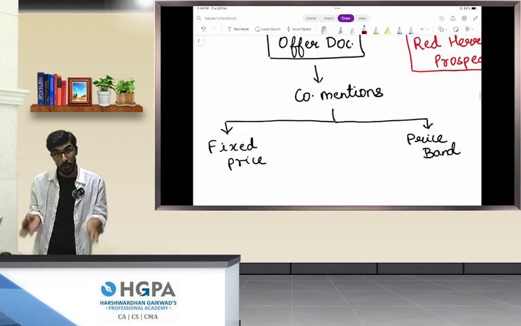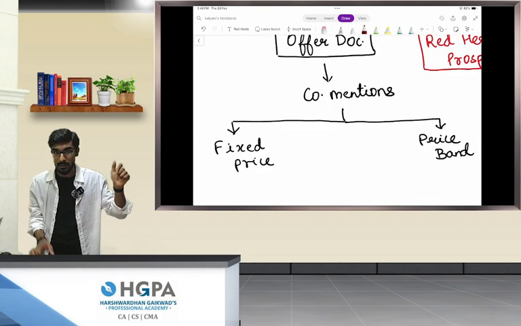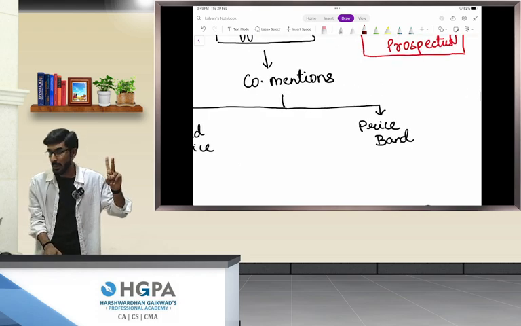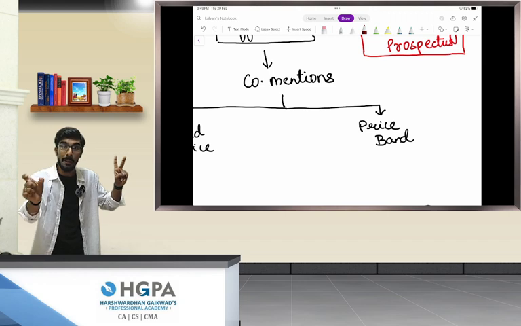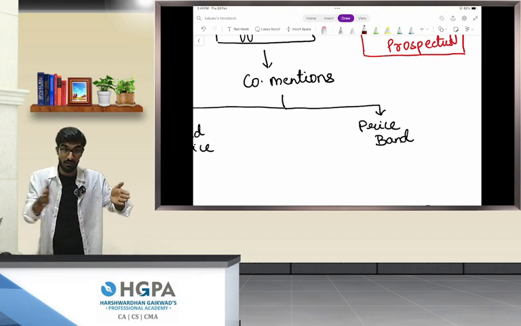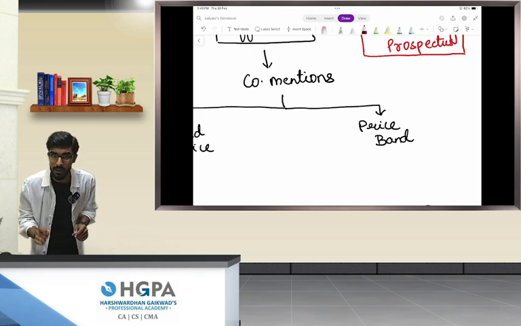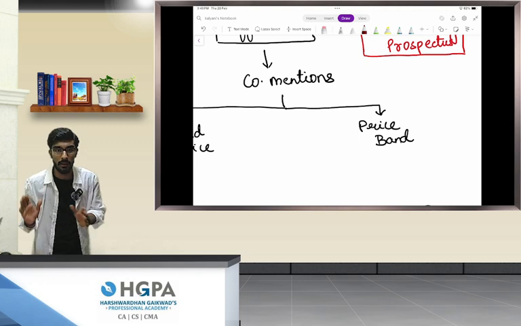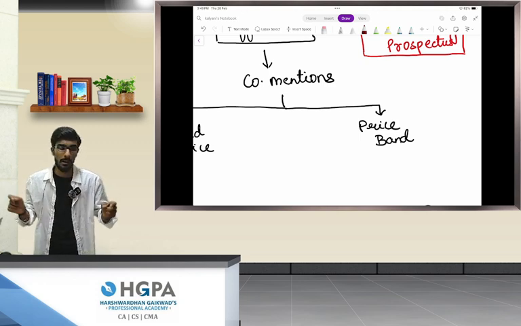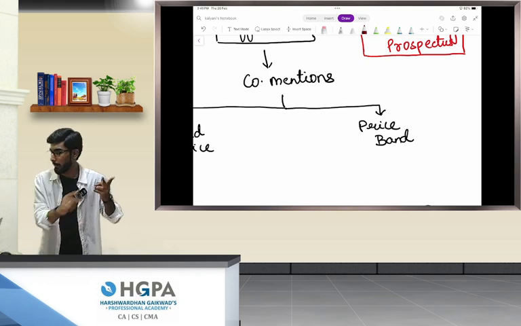Now, the offer document also mentions the price. Price can be fixed, or if it is the book building method, it can be a price band. Price band means price range. The price range will be mentioned in the offer document. Based on that, investors will bid for the shares. So the offer document mentions either a fixed price or a price band.